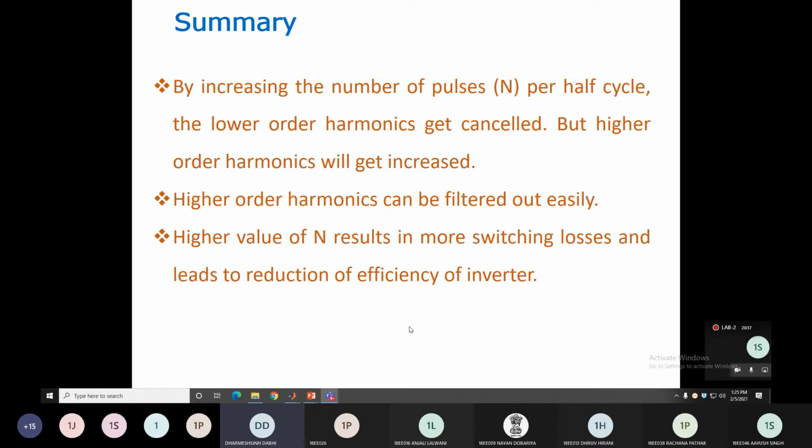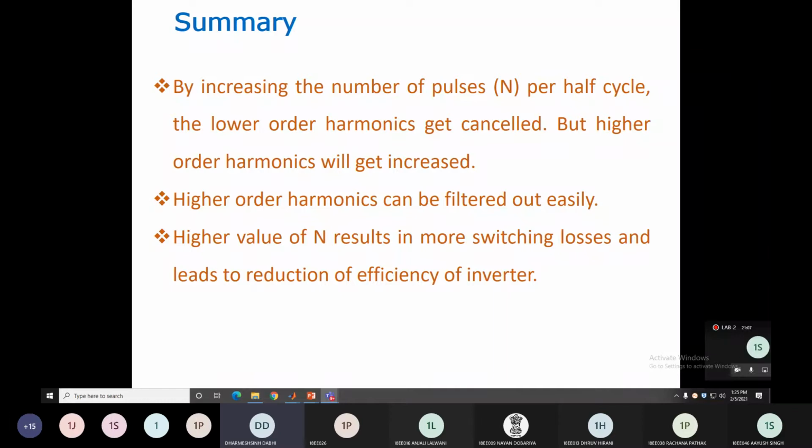But the disadvantage of this method is that as we increase the number of pulses per half cycle, what will happen? Switching loss will increase. Same as the multiple PWM techniques, here in this method also the disadvantage is that as you increase the number of pulses, you need to turn on and turn off the switches frequently at high frequency, so that switching loss increases. So ultimately, that reduces the efficiency of the equipment.